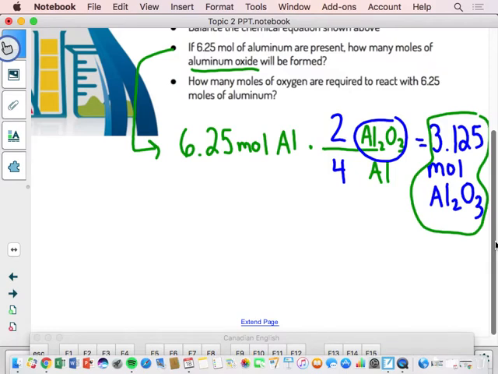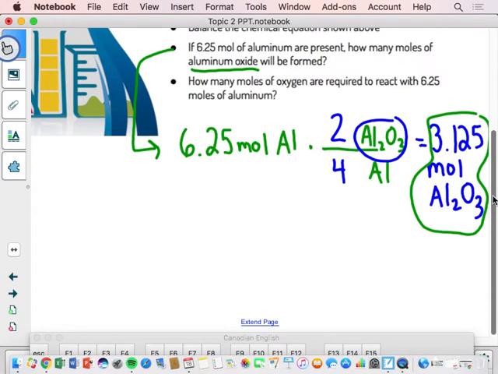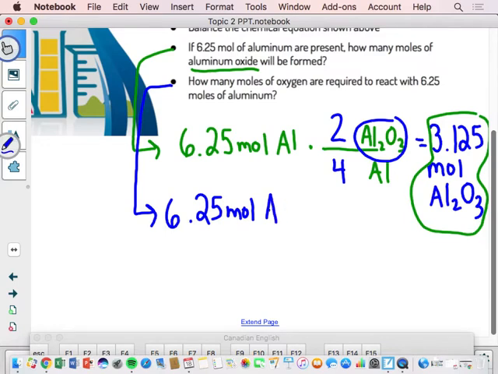The last one says how many moles of oxygen are required to react with 6.25 moles of aluminum. Alright, so we're doing another ratio using the exact same starting number. So we're starting out with 6.25 moles of aluminum, and we're doing a new ratio. So we want to find out oxygen. So what we want is on the top, that's oxygen. What we had is on the bottom, that's aluminum.